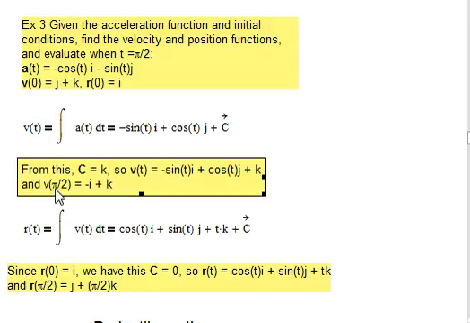And the velocity at pi over 2, if you just plug in pi over 2 here, is, since sine of pi over 2 is 1, negative 1i. Cosine of pi over 2 is 0, so it's negative 1i plus k.